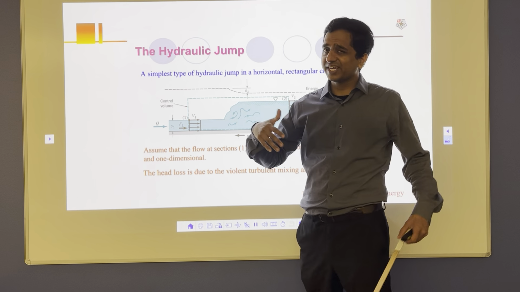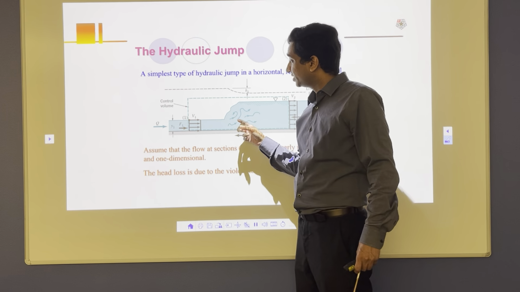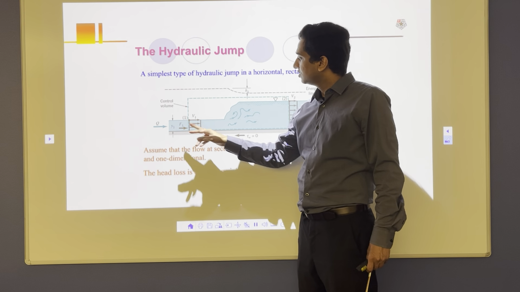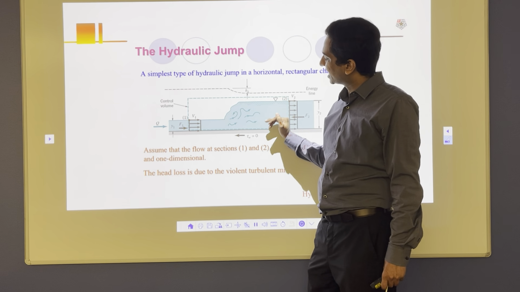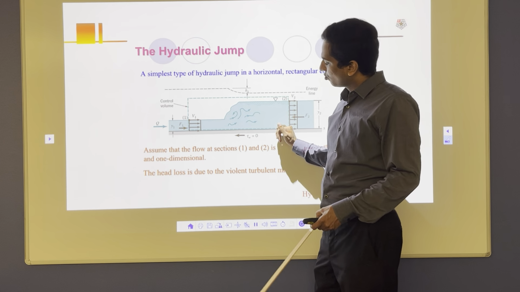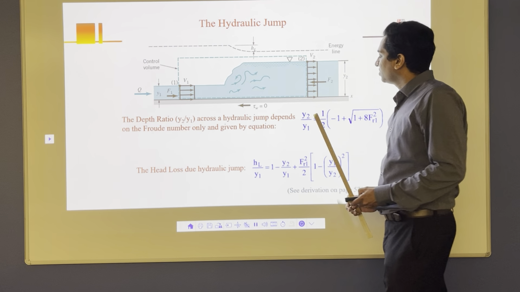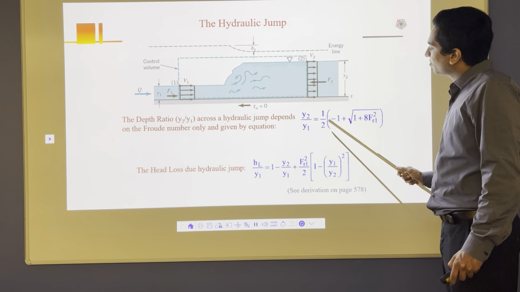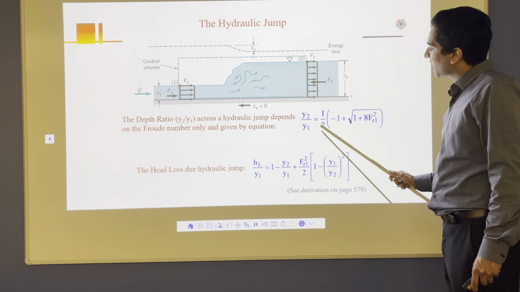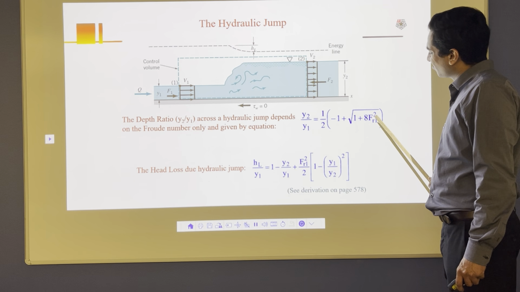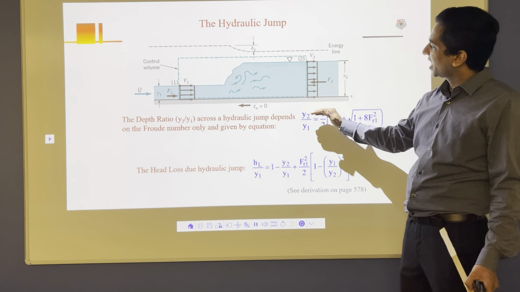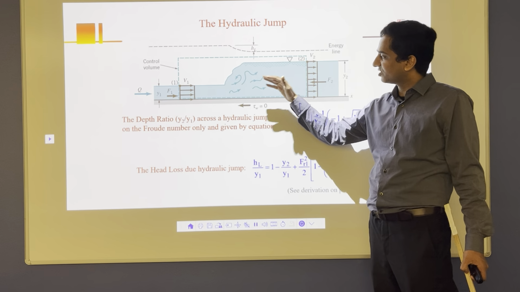And then if you're designing some large structures, you need to know what this head loss is. So here you go, you're going to lose some energy, and then you are going to reach subcritical flow. And if you want to predict this height, it is predicted by using this formula: y2 by y1 is equal to 1/2 times minus 1 plus the square root of 1 plus 8 Fr squared. So you use this formula, and then you will get the total height after the jump.